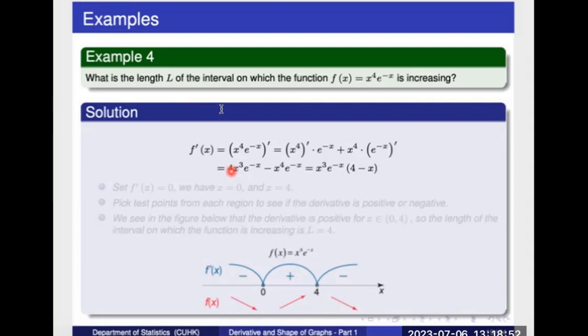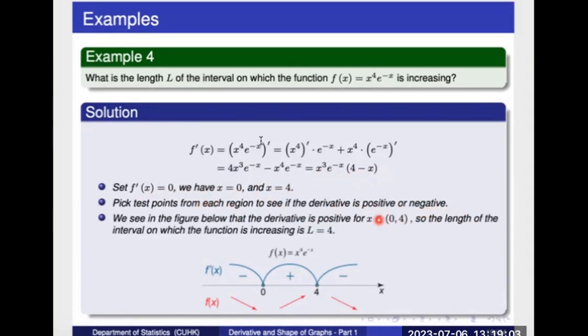We can simplify this expression by factoring out an x cubed times e to the power of negative x term, and we get f prime of x equals x cubed times e to the power of negative x times 4 minus x. Now we can see that the derivative has two zeros, 0 and 4. These are the endpoints of the interval on which f is increasing. The length of this interval is L equals 4 minus 0, which is 4.